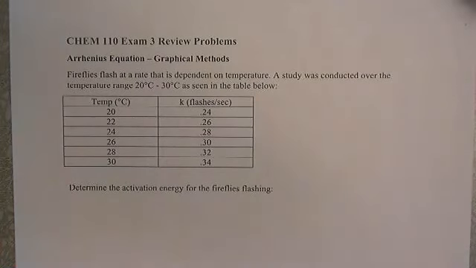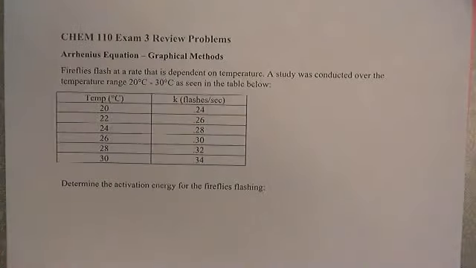So we're going to get started with an Arrhenius equation using graphical methods. Basically, what we're doing here is kind of like the Clausius-Clapeyron equation, where we're using linear regression to find a slope and then apply that to an equation. In this case, it'd be the Arrhenius equation. So let's look at the problem. A study was conducted over the temperature of 20 degrees Celsius to 30 degrees Celsius, looking at fireflies flashing at a rate that's temperature dependent.